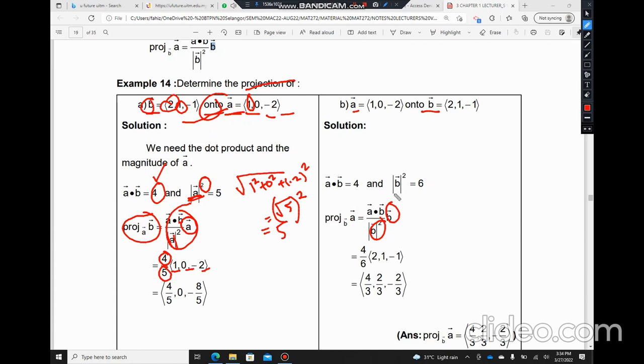Okay, cumanya sekarang ni B square. So B square yang ni, okay, 2 kuasa 2 tambah 1 kuasa 2 tambah negatif 1 kuasa 2. So 2 kuasa 2 4 tambah 1 5, 5 tambah 1 6. So square root 6 tapi kita kuasa 2 kan, so dapat 6. So that's why this one dapat 6. A dot B still 4. And then this one is vector B. Okay, next.